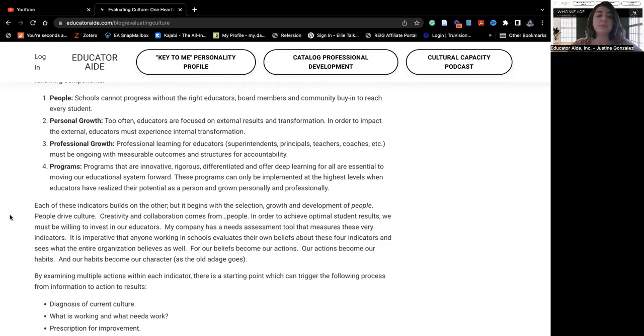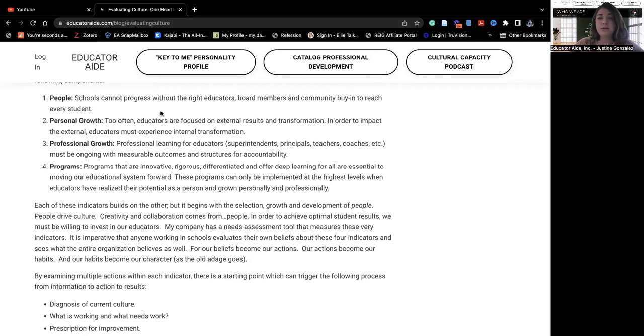growth, and programs. Yes, you will see at Educator Aide, we are big on both personal and professional growth and how they intersect. But let's dive into each one of these. And why? Because all of these indicators, they impact each other, you all. They're symbiotic. But first, let's talk about people.